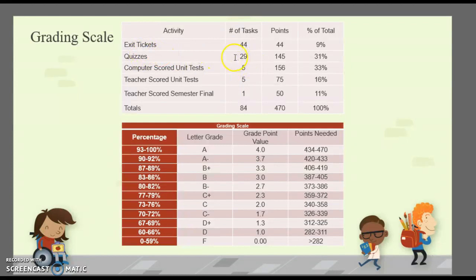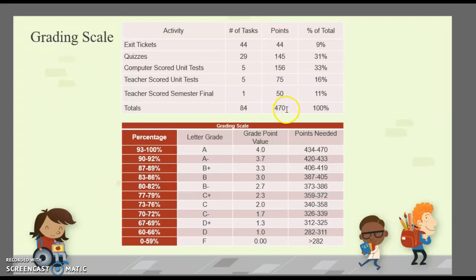So quizzes, there are 29 quizzes. There's 145 points for quizzes. That's the majority of your grade. 31% is quizzes. And then there's 5 unit scored tests. Like I said, Unit 6 doesn't have a unit test, so there's Unit 1, 2, 3, 4, and 5. 156 points. 33% of your grade, a good chunk of your grade. 5 teacher scored tests, 75 points, 16% of your grade. 1 teacher scored semester final, 50 points, 11% of your grade.